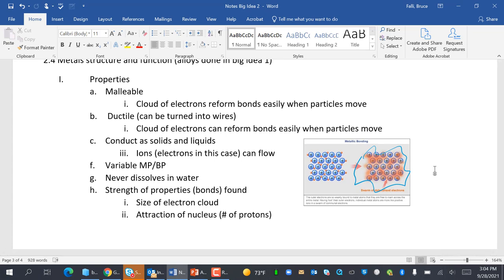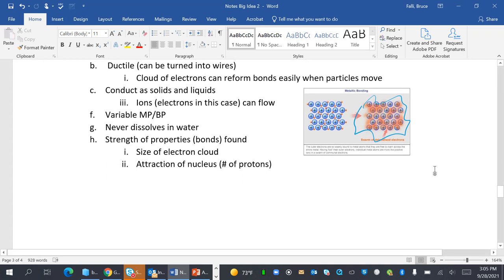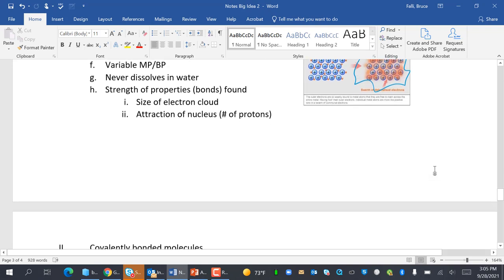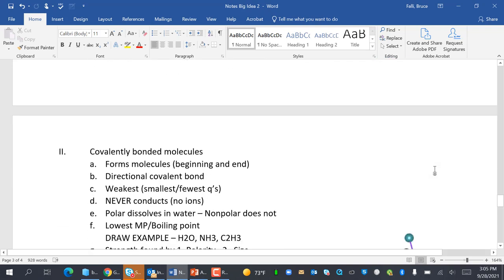Ductile can be turned into wires. That means you kind of squish it. The cloud of electrons can reform bonds easily when the particles move. They conduct as solids and liquids. Ions, electrons in this case, can flow, and that's what conductivity is. They have variable melting point and boiling point because those strengths vary a lot. They never dissolve in water, and the strength of the properties is found by the size of the electron cloud and the attraction of the nucleus. Okay, so that's kind of the deal. It's not the most predictable pattern, but it's there.